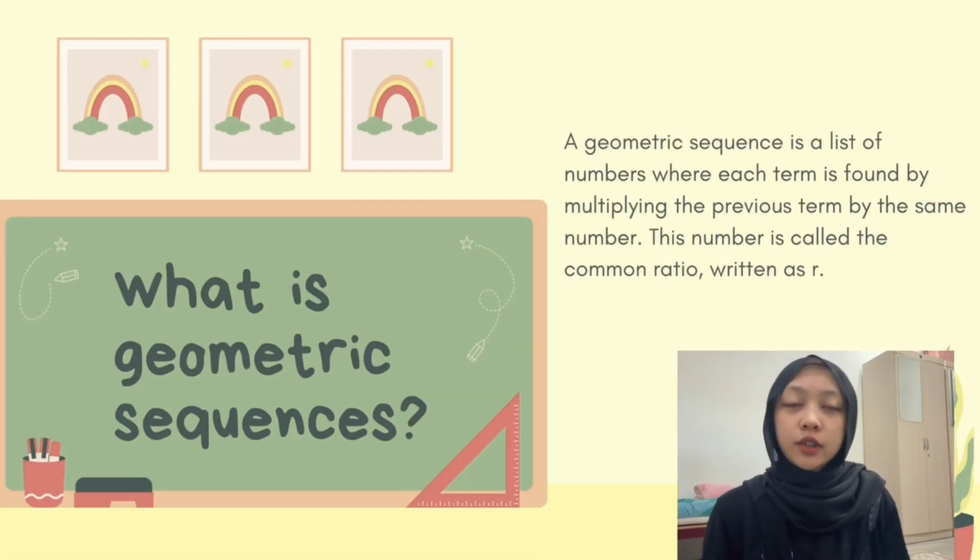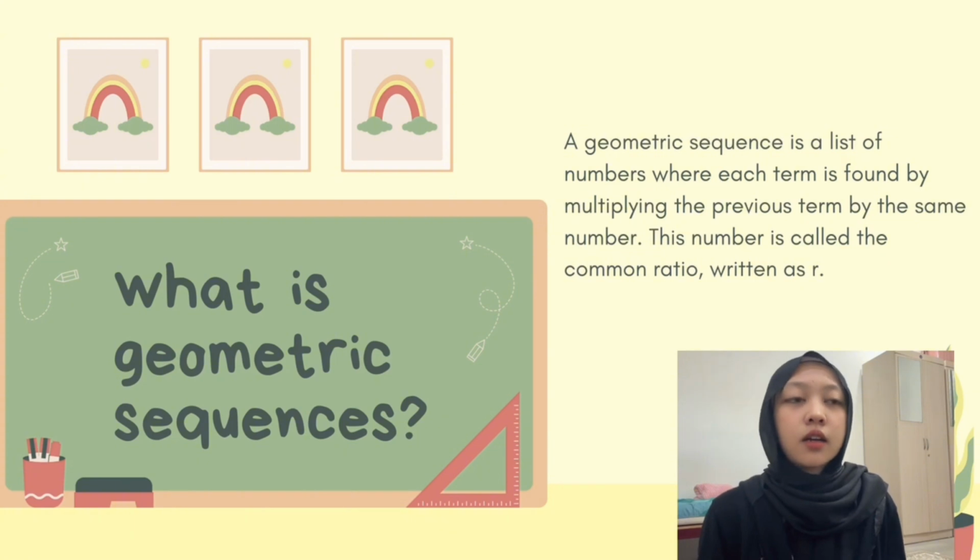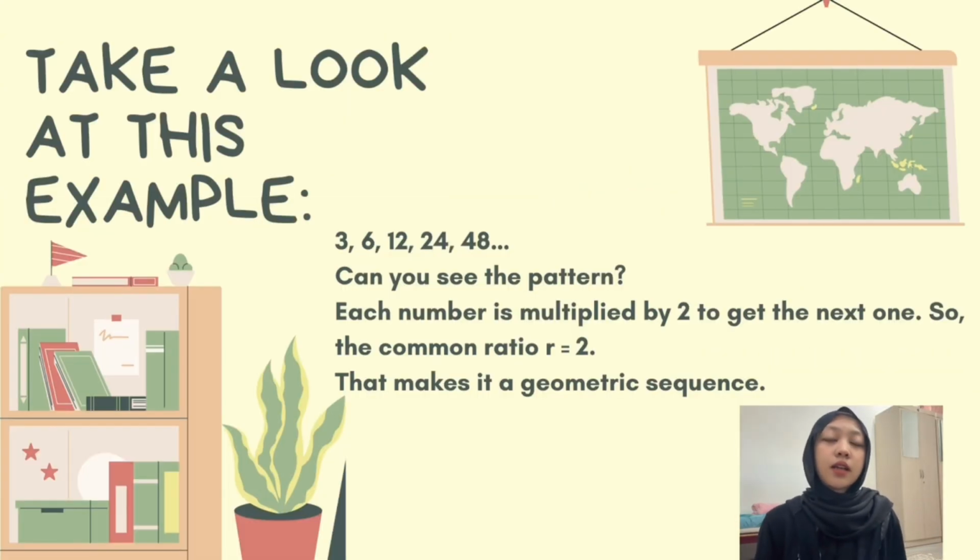So what is a geometric sequence? A geometric sequence is a list of numbers where each term is found by multiplying the previous term by the same number, and this number is called the common ratio, written as r. Let's look at this example: as you can see here, we have 3, 6, 12, 24, and also 48.